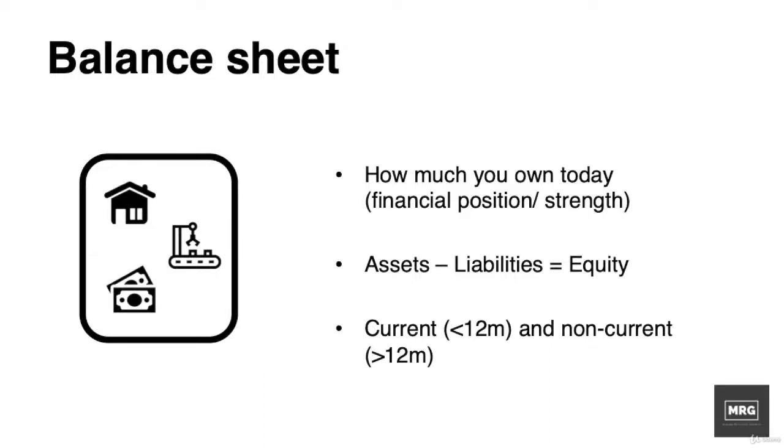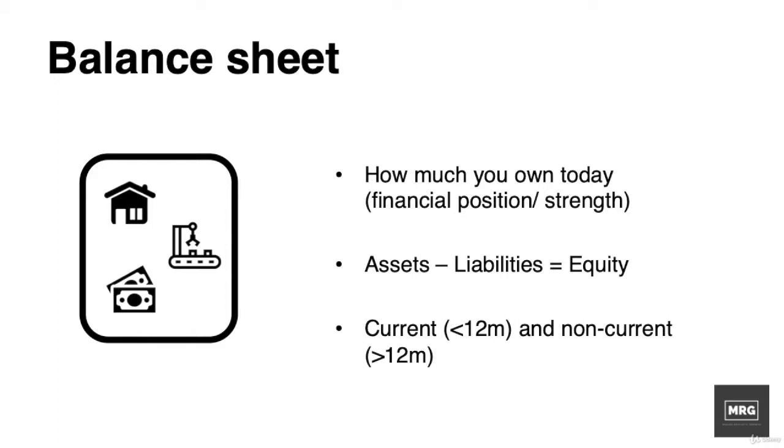The last of the three financial statements that we want to look at is the balance sheet. So the balance sheet tells you how much you own today, or how much the company owns today. So it indicates the financial position or the strength of the company. So in the balance sheet, you will get a good clarity of how much assets they have and how much liabilities they have. And with a simple formula, assets minus liabilities, you can calculate the equity of the company.